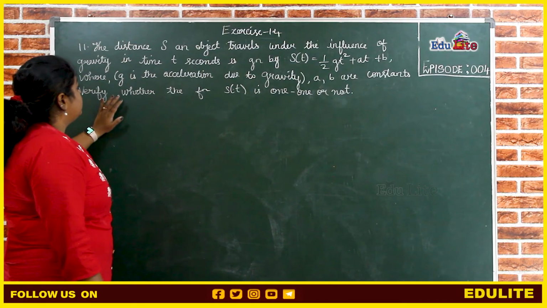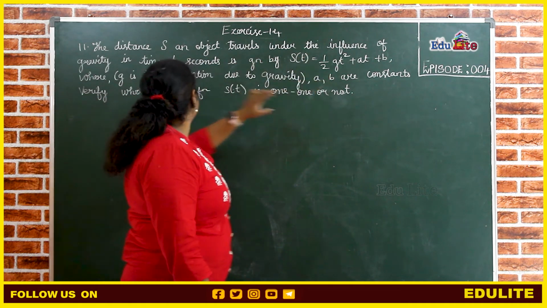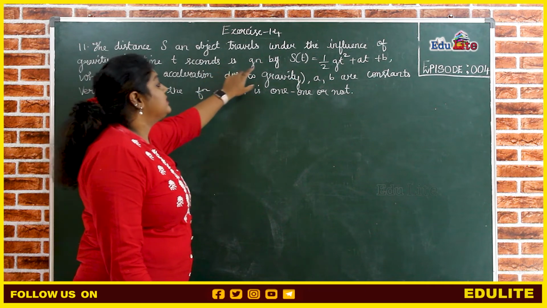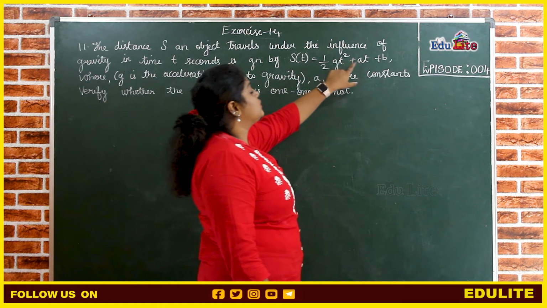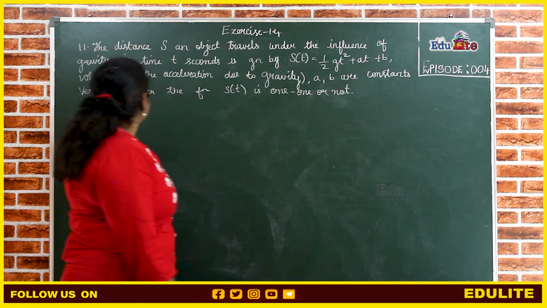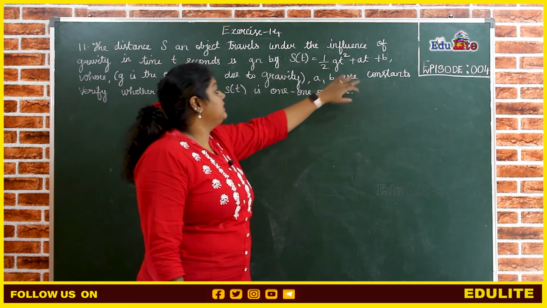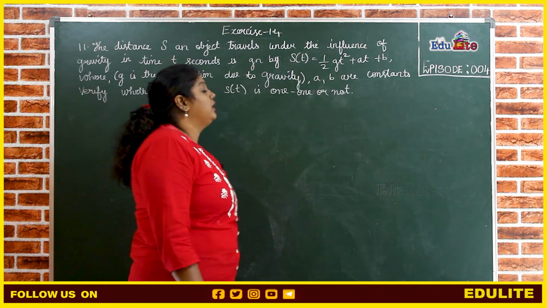So, the 11th problem is the distance S an object travels under the influence of gravity in time t seconds, which is given by S of t equals 1 by 2 g t squared plus a t plus b, where g is the acceleration due to gravity. A and b in this are constants. We need to verify whether this function S of t is one-to-one or not.